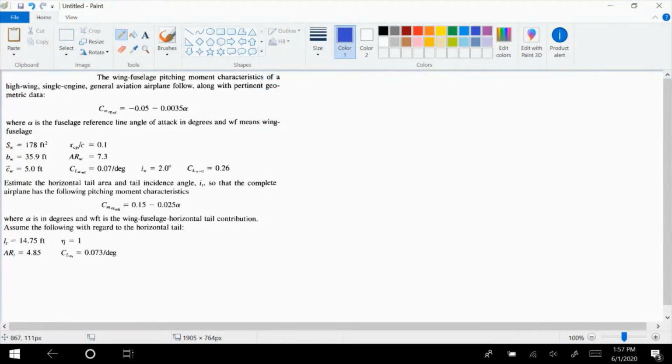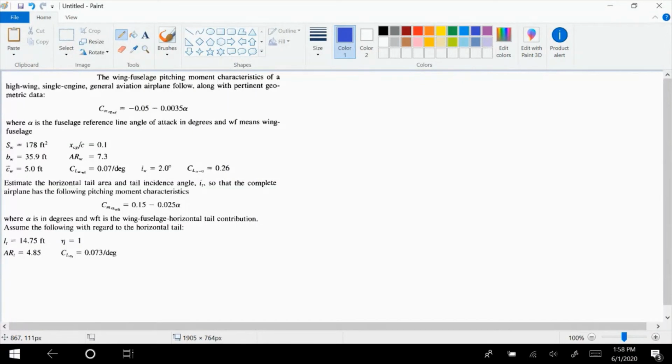So it says the wing-fuselage pitching moment characteristics of a high wing single engine general aviation airplane follow, along with pertinent geometric data. The equation is given. So in addition to solving this problem, I also want to discuss this problem in general, okay? Because as we discuss this problem, it will clarify or help us to review many concepts we have discussed so far.